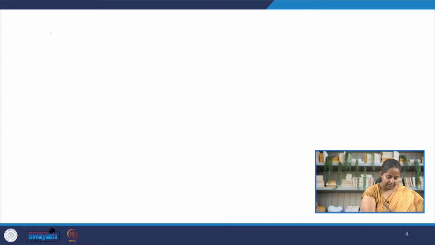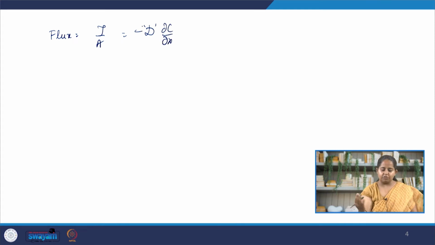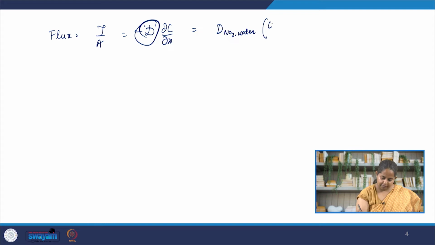Finally, we know that we have to find the total flux. So the total flux will be equal to J by area. Remember, flux is by area, which will be equal to some diffusivity constant, del C by del X, minus, to show the sign in which it is moving. This will be the modified diffusivity constant. We have to modify it. So this will be given to us by D of nitrates in water column multiplied by theta by tau, as I discussed in the previous slide.